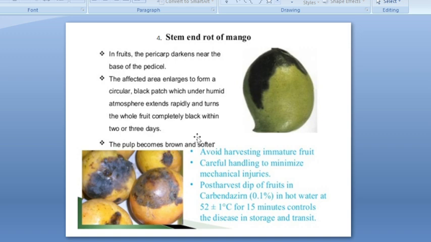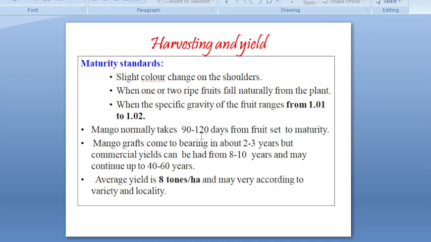Stem end rot. So here you can see, suppose while harvesting the mango, we are harvesting by leaving some 1 or 2 inch stalk, that is good. That will not cause this problem.